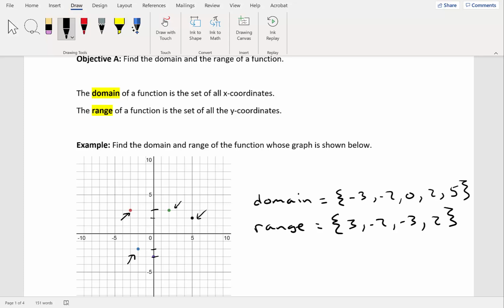And now we have our domain and range. One thing you could do with your range is just write it in ascending order. So you have negative 3, negative 2, 2, and 3.